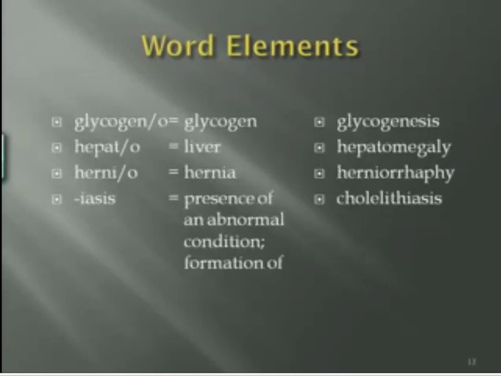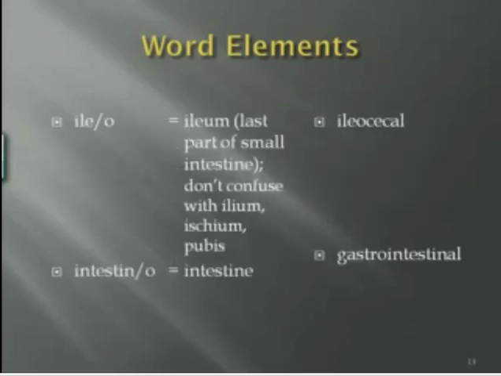Glycogeno, glycogen. Hepato, the liver, so hepatomegaly, an enlargement of the liver. Hernio is a hernia, a swelling protrusion, so herniorrhaphy, surgically suturing. Esis is one of the sis sisters for abnormal condition. Ilio, with an E in the middle, think E for eating. So that's the last part of the small intestine. Do not confuse that with the ilium, that is part of the pelvis, along with the ischium and the pubis.